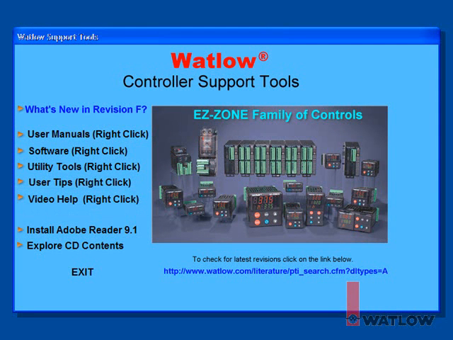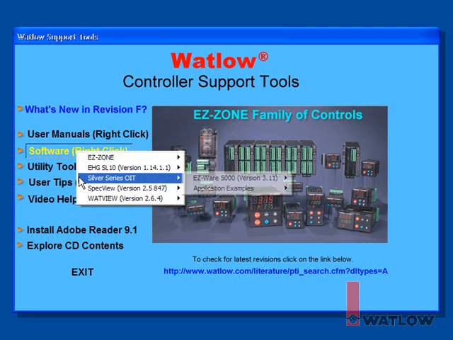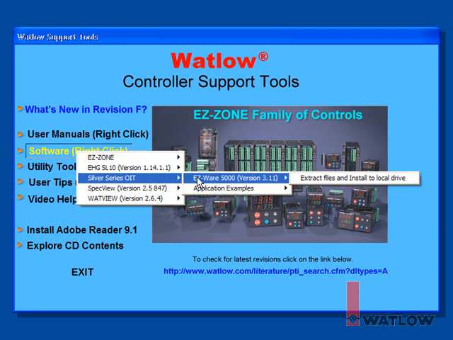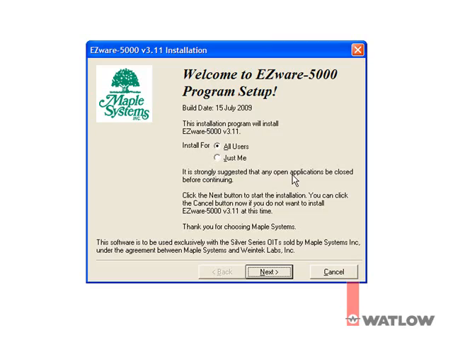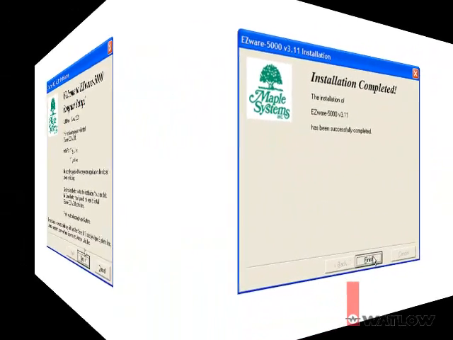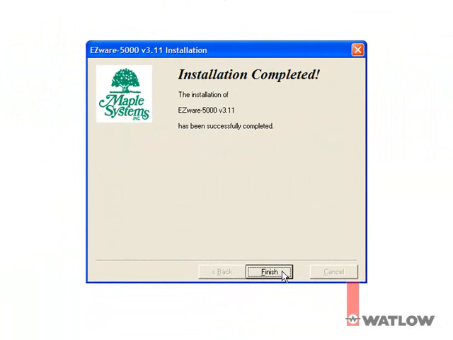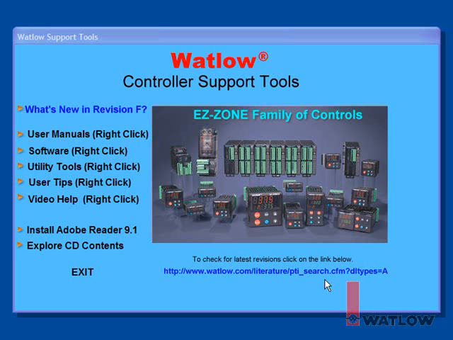To locate EasyWare 5000, right-click Software, point to Silver Series OIT, then EasyWare 5000, and click Extract Files and Install to local drive. Follow the on-screen instructions, and when the software is installed, click Finish. Now let's get the sample project.